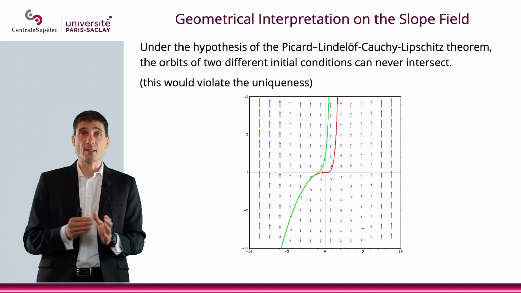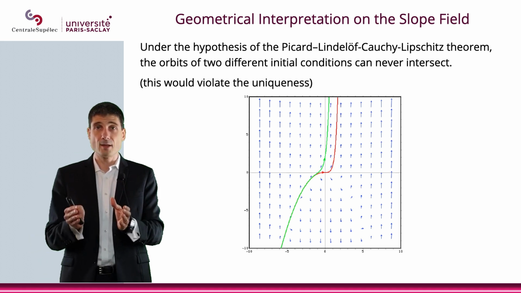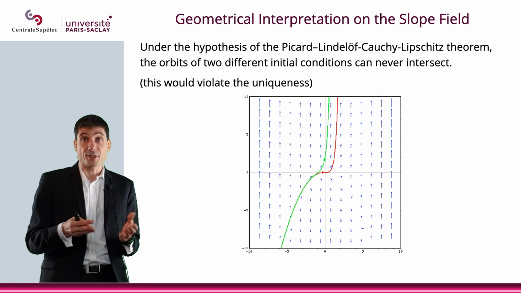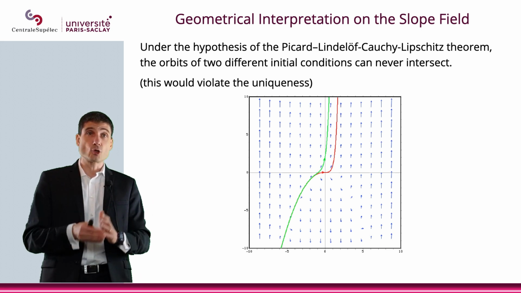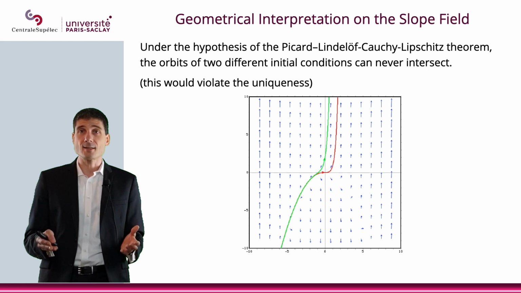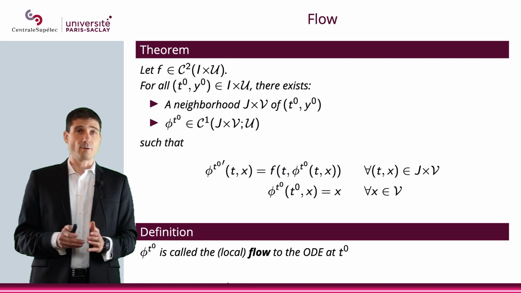Now, let me interpret geometrically the Picard-Lindelöf-Cauchy-Lipschitz theorem. The first thing it says is that there is existence of the solution. In other words, there is an orbit. The second thing it says is that two orbits coming from two different initial conditions can never intersect. If they were to intersect, it would mean that we don't have uniqueness. Now, let me state the theorem.